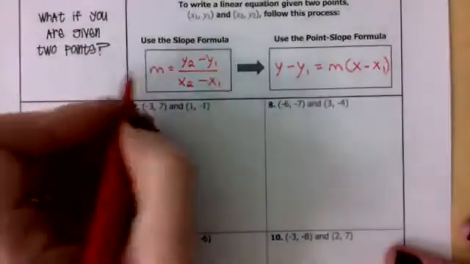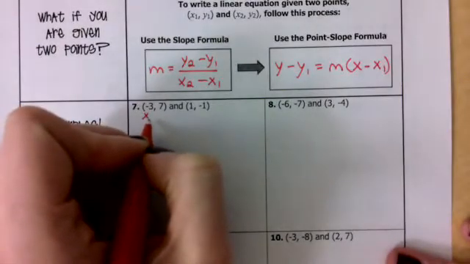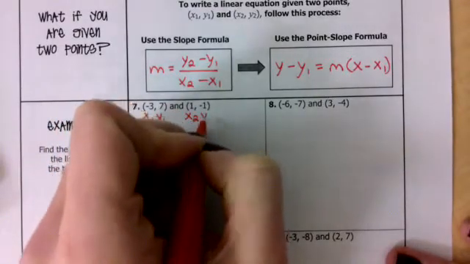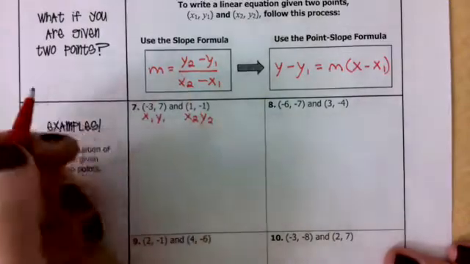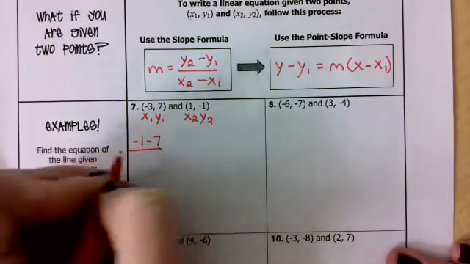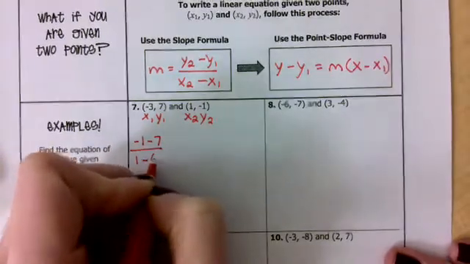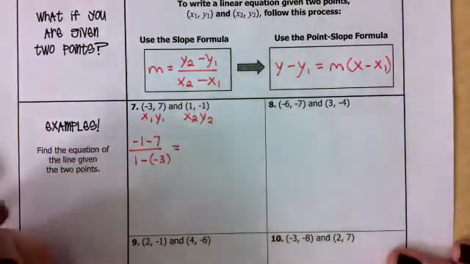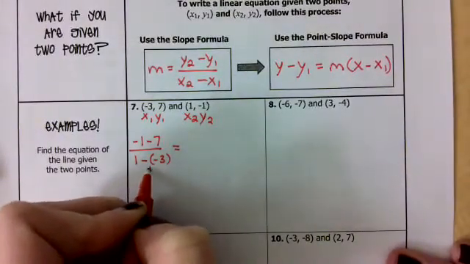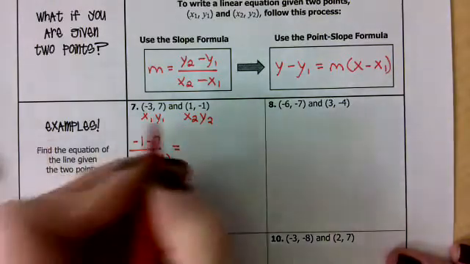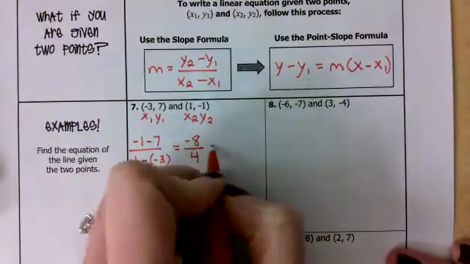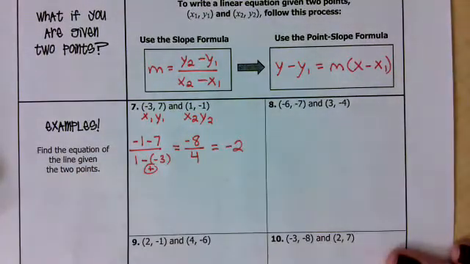Okay, so let's do number 7 together. The first point given to you is always your x1, y1. The second point given to you is your x2, y2. I'm going to plug it into the slope formula. Negative 1 minus 7 over 1 minus negative 3. Here's an example of a minus negative turning into a positive. So this is like saying 1 plus 3, giving me 4. Negative 1 minus 7 giving me negative 8. My slope is negative 2.